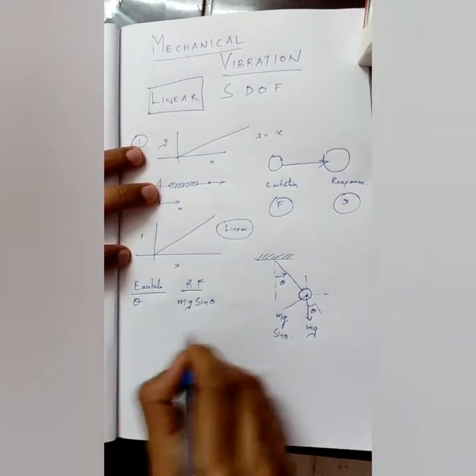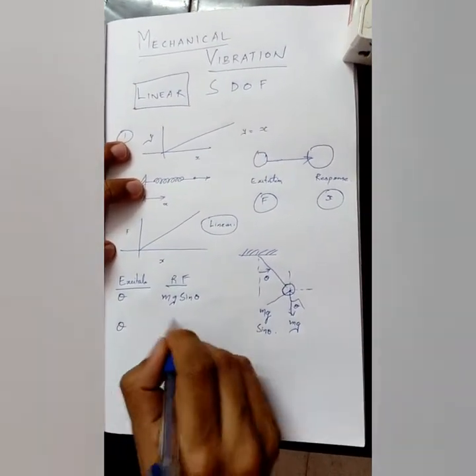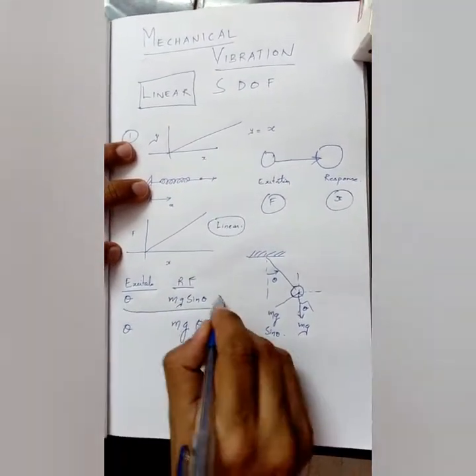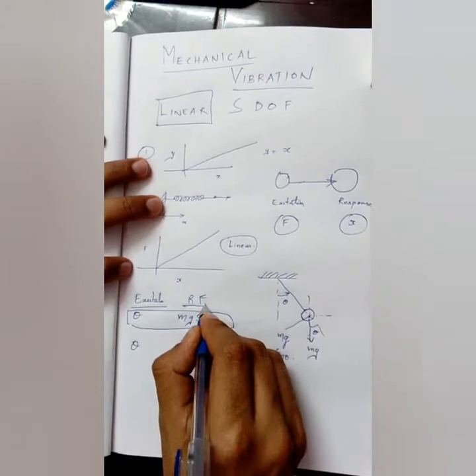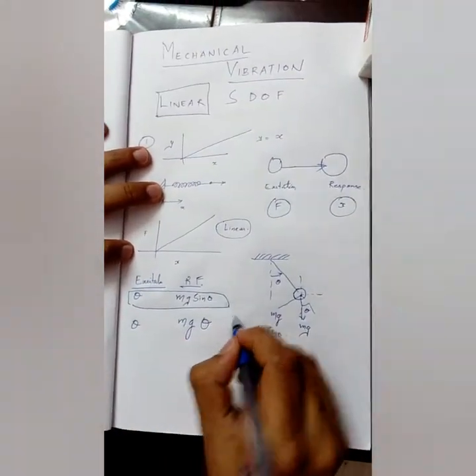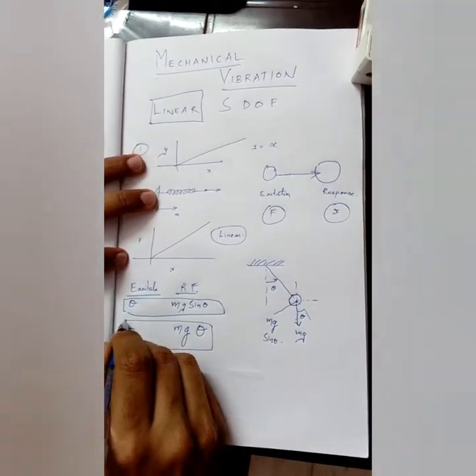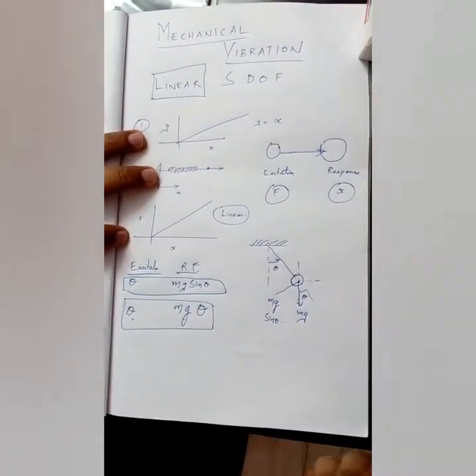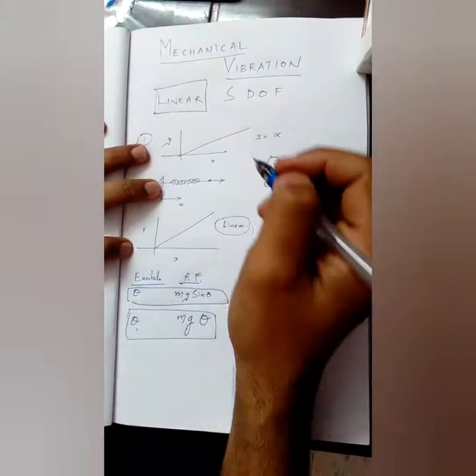So if theta is small, then sine theta will be the same as theta. In this case, your excitation and response force or restoring force are not linear in general. But when theta is small, your restoring force is linear with respect to the excitation you are providing. So this is an example of a linear system.